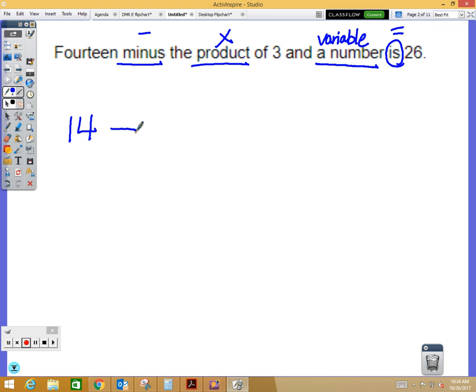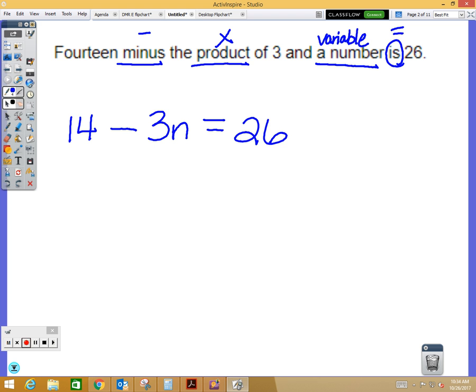Okay? So 14 minus the product of 3 and a number. The product of 3 and a variable. How would you write 3 multiplying a variable? So 3 and your variable, right? So again, I said I was going to use n. You can use whatever letter you want to use. But variables should be lowercase letters. So 14 minus the product of 3 and a number is, there's my equal sign, 26. So all of our equations should look like this.